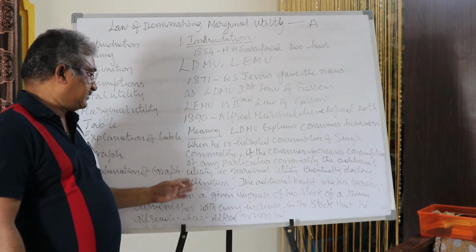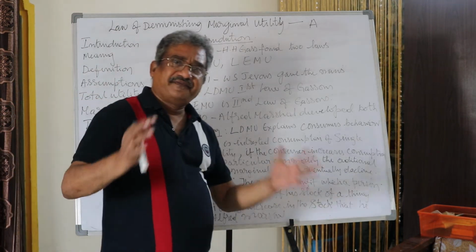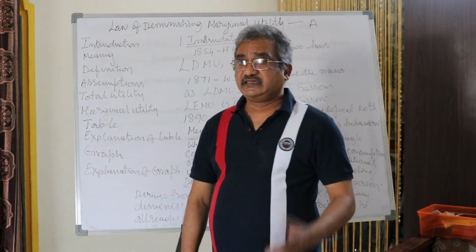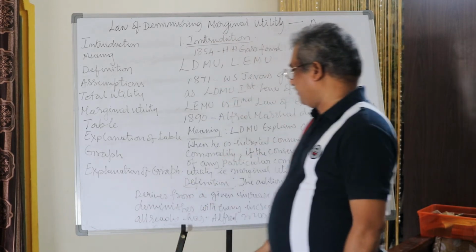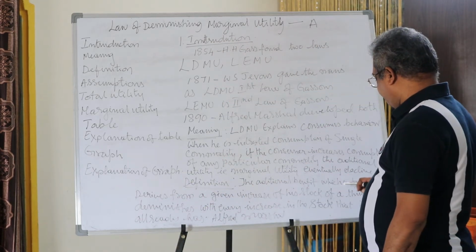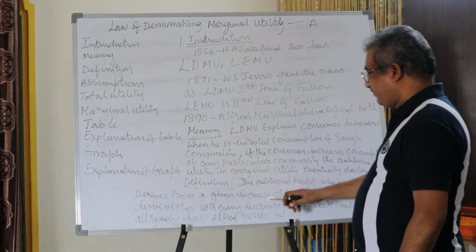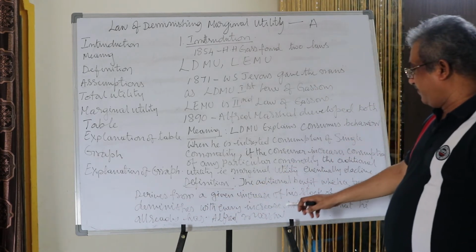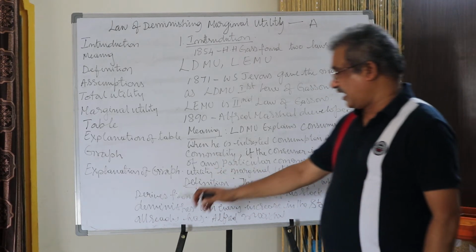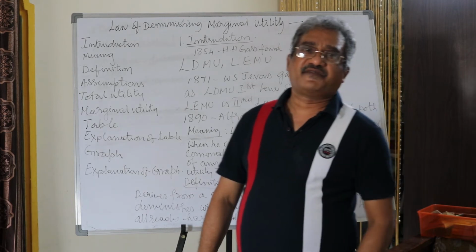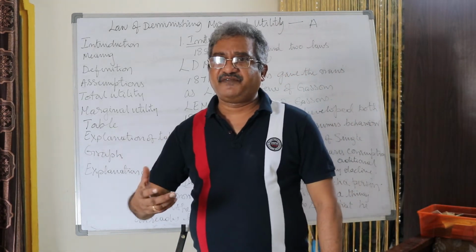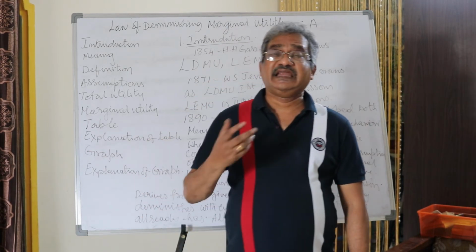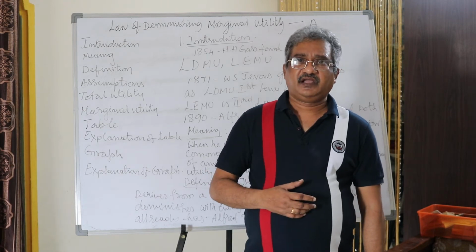The last one is the definition. Because Alfred Marshall explained it, we should consider Alfred Marshall's definition. In the definition you can understand the most. The additional benefit which a person derives from a given increase of his stock of a thing diminishes with every increase of the stock that he already has, according to Alfred Marshall. Additional benefit means the additional commodity whenever you are consuming.